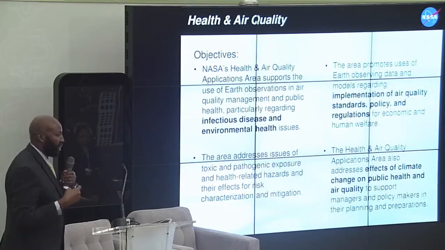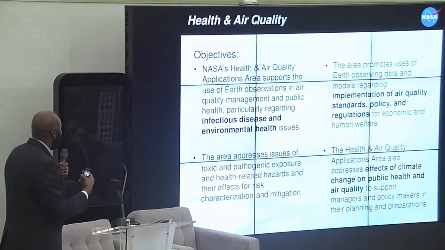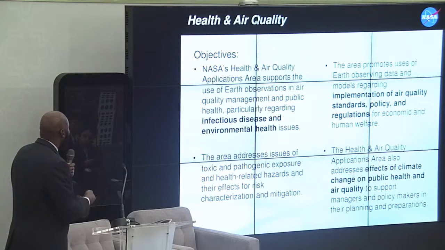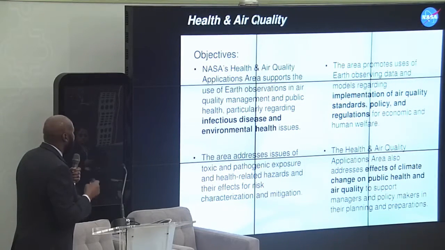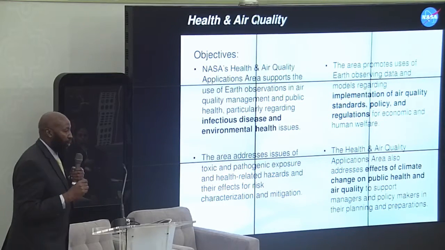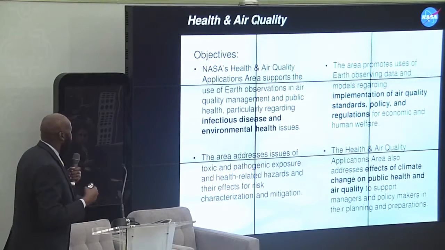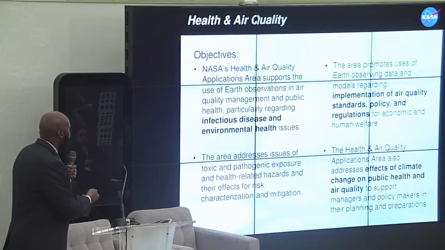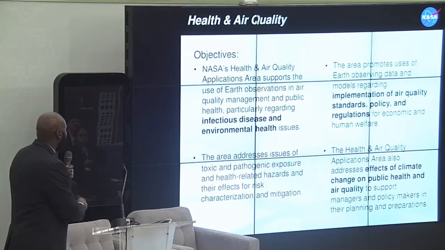And so this is some of the ways that we have set up systems that will react to some of these changes quickly. And so our objectives, if we go back to our objectives in the Health and Air Quality Program, are actually to support the use of these observations in air quality management and public health, in particular regarding infectious diseases and environmental health issues. Also, the implementation of air quality standards. The US has national ambient air quality standards, below which each city cannot go or they will face fines. And so we have data that informs the state of the air quality that will inform policy and regulations both for economic and human welfare. The area also addresses toxic and pathogenic exposure and health-related hazards and their effects for risk characterization and mitigation.